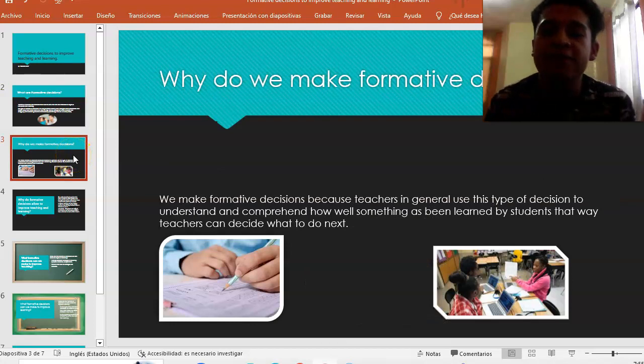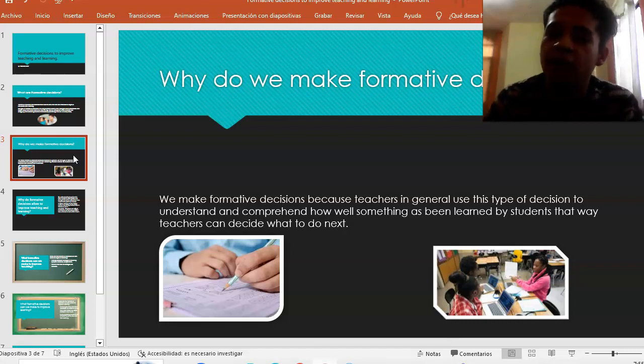Now, why do we make formative decisions? We make formative decisions because teachers in general use these types of decisions to understand how well something has been learned by students. That way, teachers can decide what to do next. So, like I said previously, teachers analyze the whole classroom and try to provide helpful feedback to students, so that they can correct their errors and won't make the same mistake in the future when the teacher reteaches these kinds of lessons or topics that are being learned right now.